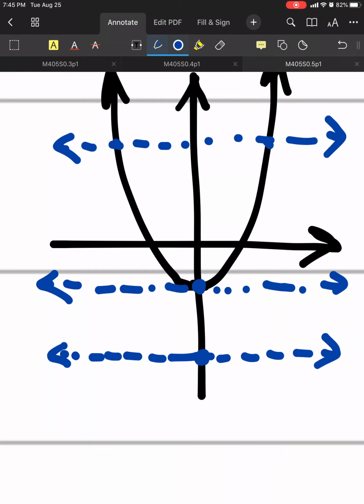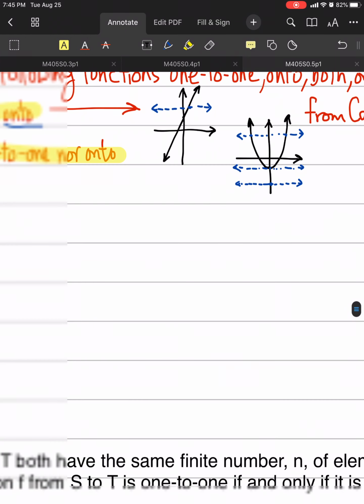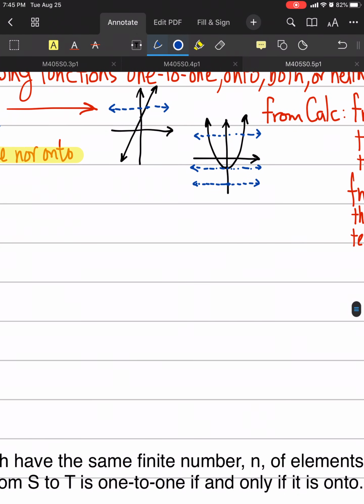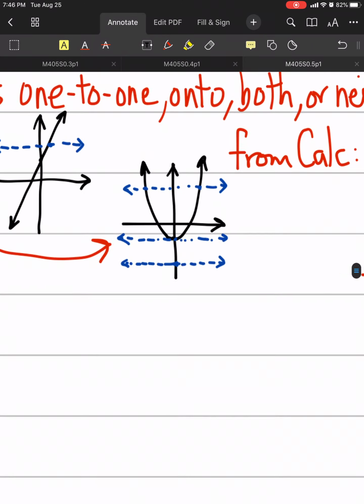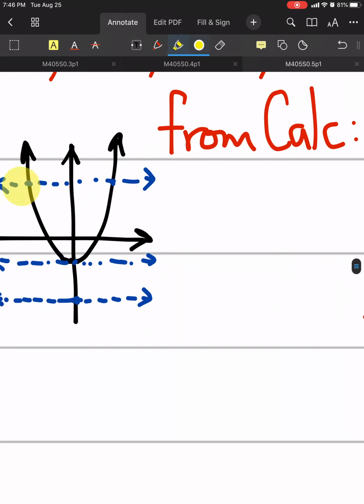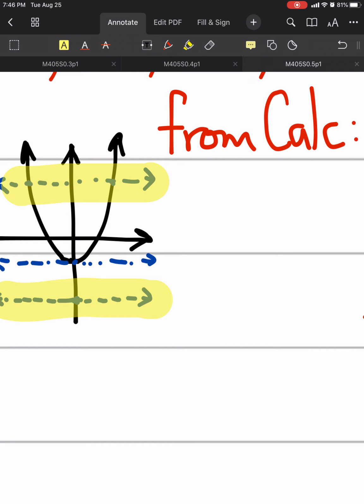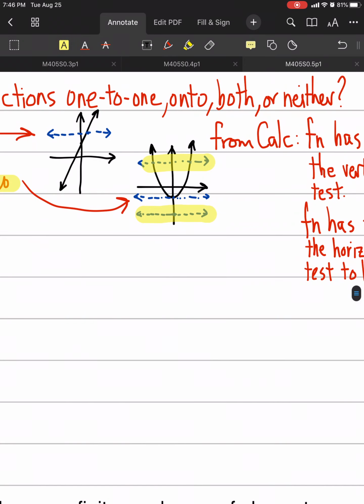So the idea here is the horizontal line test doesn't do what we would hope it to do. It shows that this function up here fails to be one-to-one, down here fails to be onto. So as long as you have one of those lines doing that, oh man, I messed that up. Well, whatever. I'll fix it.